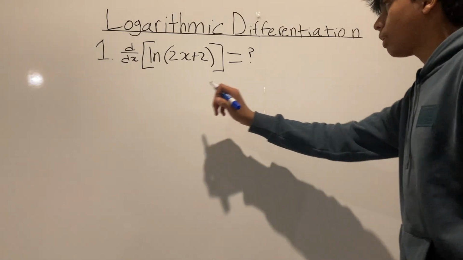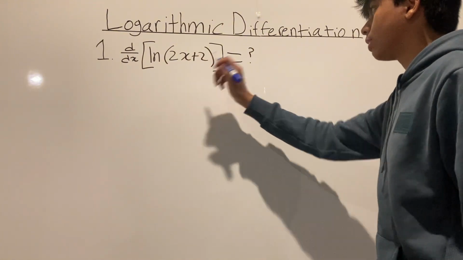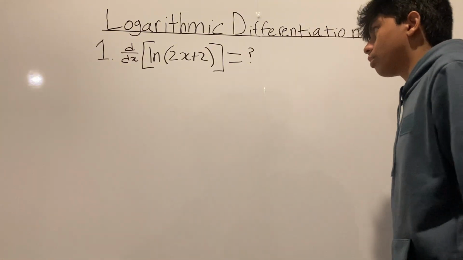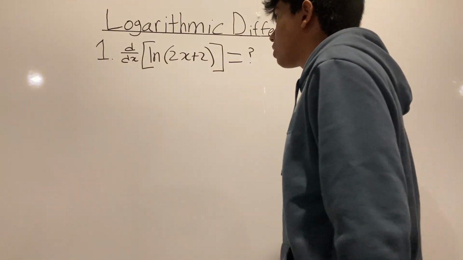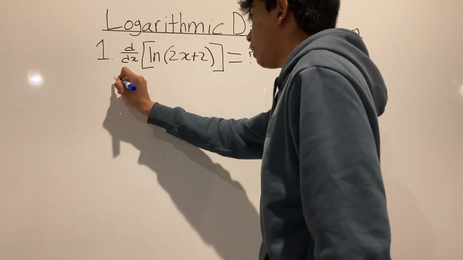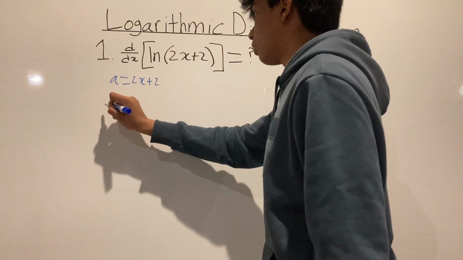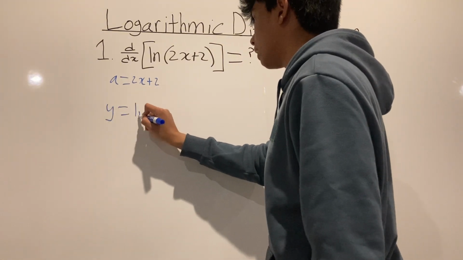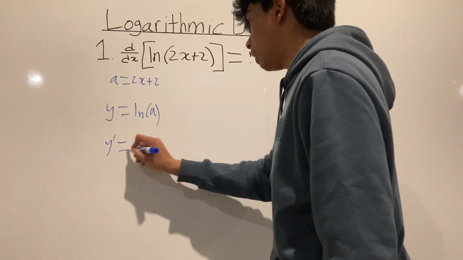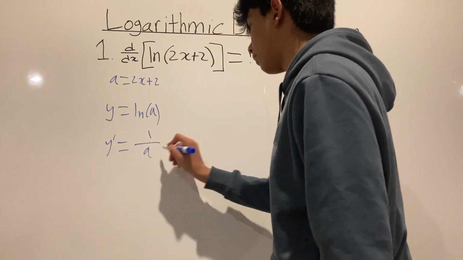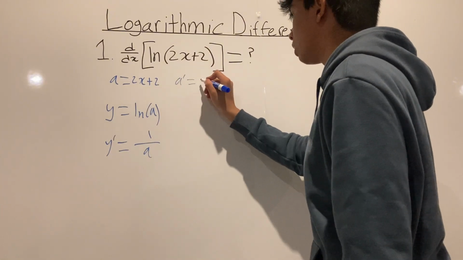Okay, so the first question we have is find the derivative of ln of 2x plus 2. So here we can use chain rule. So we have the inner function as 2x plus 2 and the outer function as ln x. So let's say a equals 2x plus 2, y equals ln a, and y prime, we already proved it, is just going to be 1 over a. Now a prime is just going to be simple power rule, so a prime equals 2.